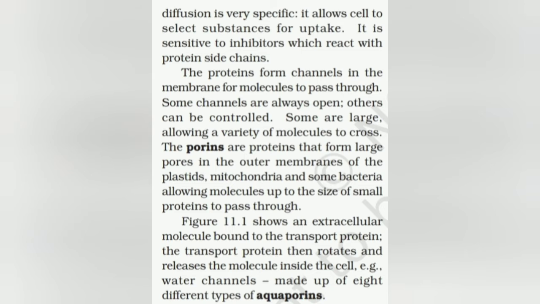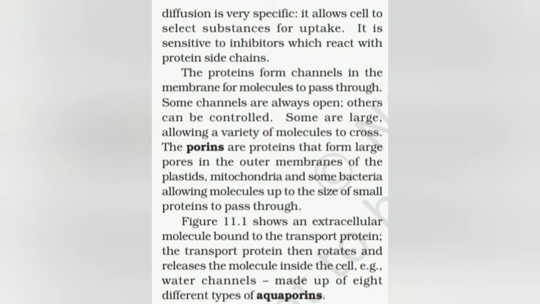The proteins form channels in the membrane for molecules to pass through. Some channels are always open, others can be controlled. Some are large, allowing a variety of molecules to cross. An example is porins. The porins are proteins that form large pores in the outer membrane of plastids, mitochondria and some bacteria, allowing molecules up to the size of small proteins to pass through.